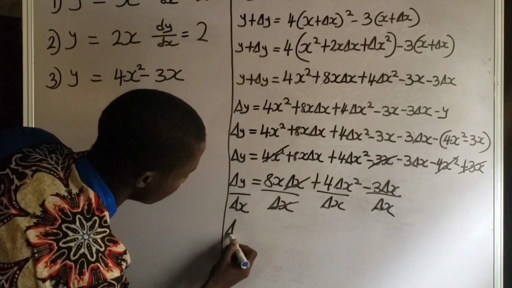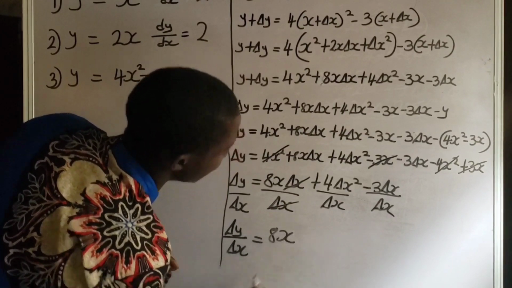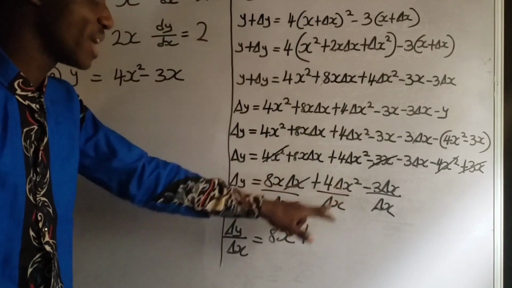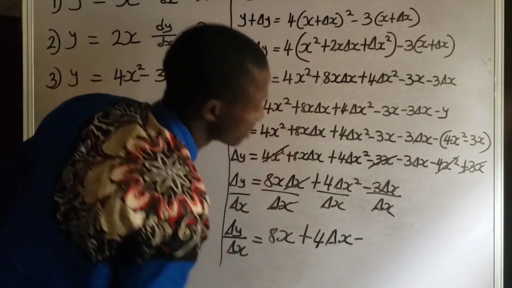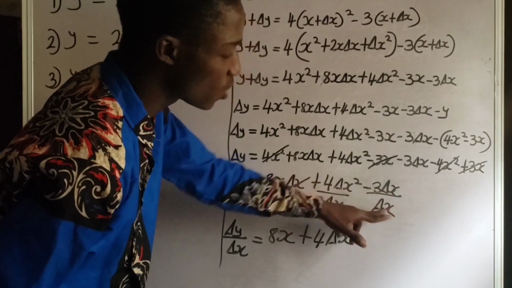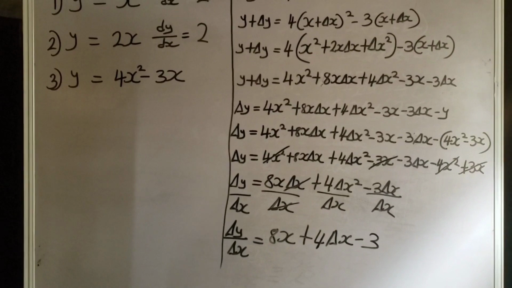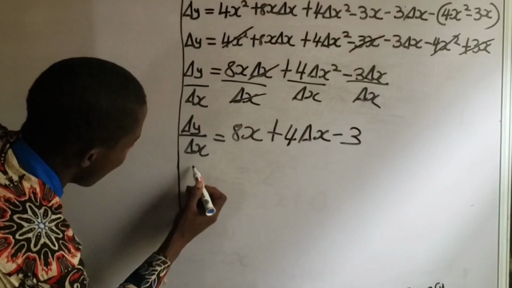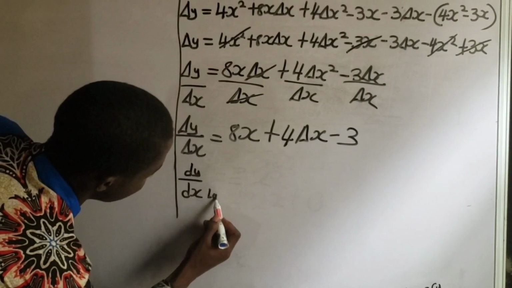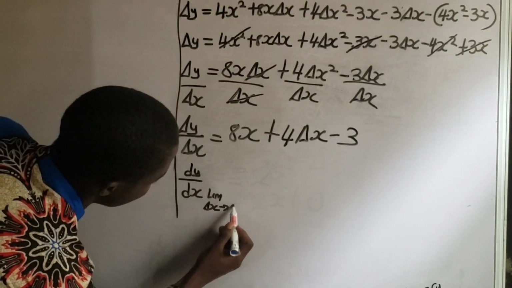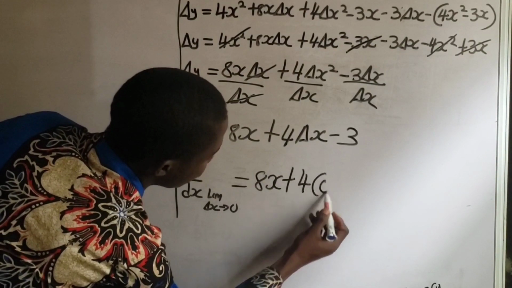Now don't forget that we divide this delta x. So I'm going to have delta y all over delta x is equal to 8x plus 4 delta x squared all over delta x, that is 4 delta x, minus 3 delta x all over delta x, so I'm going to have minus 3. The next step is to take the limit as delta x tends to 0. So I'm going to have dy all over dx, limit delta x tends to 0, 8x plus 4 into bracket 0 minus 3.